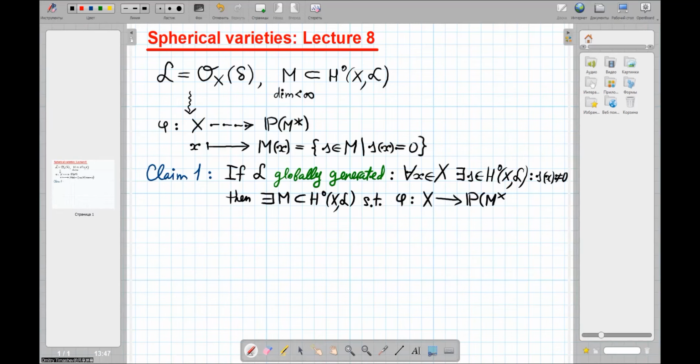This space can be infinite dimensional, right? No, M is finite dimensional. The whole space can be infinite dimensional. If X is not complete, for instance non-projective, then the whole space can be infinite dimensional. But M is always chosen to be finite dimensional. Maybe I was assuming it by the same notation, but let me write it explicitly here that M should be finite dimensional, such that this phi is a morphism.